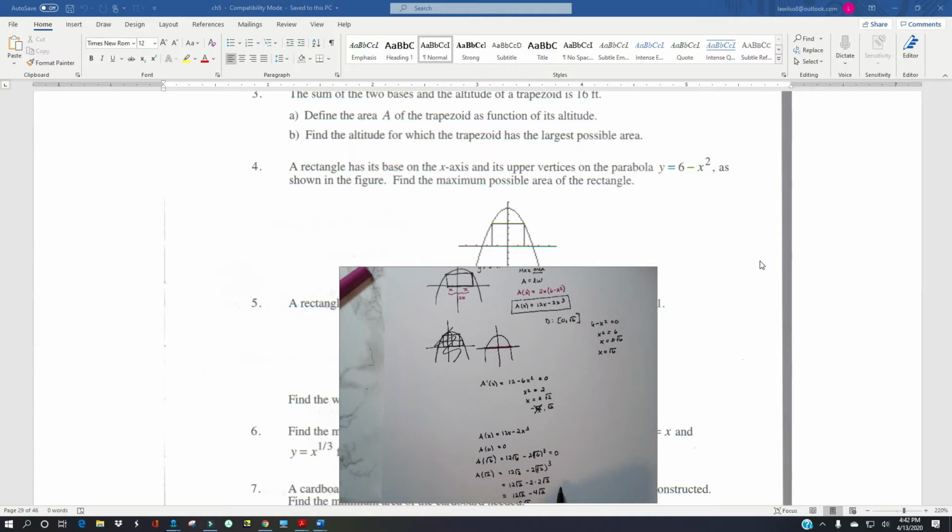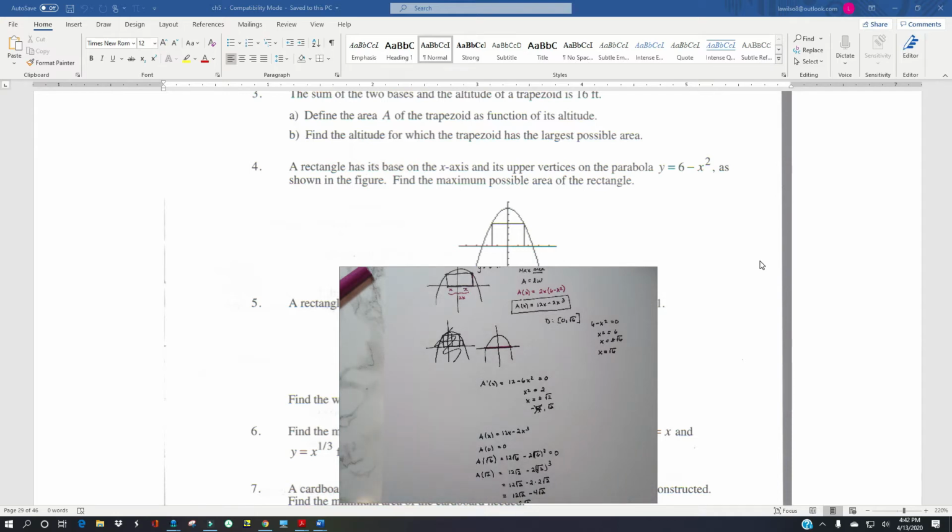Alright, so anyway, the maximum area for this rectangle is going to be 8 root 2. And that's going to happen when our x value, or our length there, is the square root of 2.